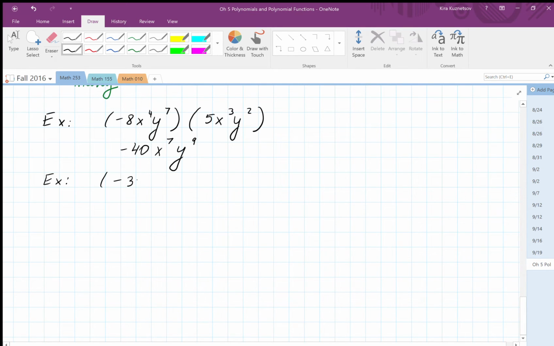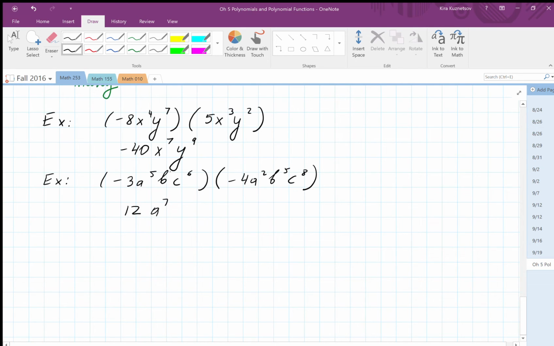Negative 3 a to the power of 5, b c to the power of 6 times negative 4a squared b to the power of 5, c to the power of 8. This is one term, this is one term. There is no plus signs, I'm just multiplying two monomials. Multiply numbers times numbers, a's, b's, and then c's. Negative 3 times negative 4 is a positive 12. A to the power of 5 times a to the power of 2, you add the exponents, so a is to the power of 7.